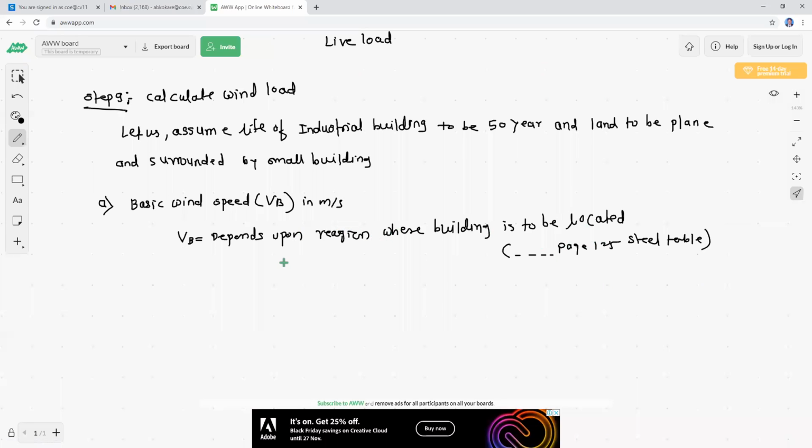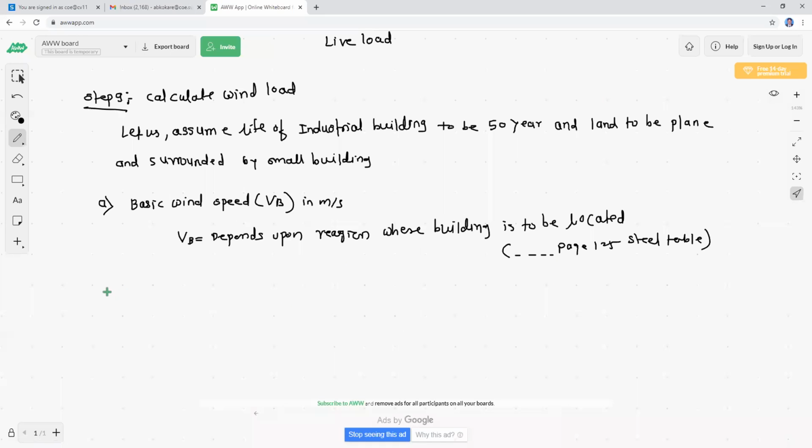In whichever city you are designing this roof truss, the basic wind speed of that city is what we have to take here. So VB is over. Now small b is design wind speed. So design wind speed is nothing but Vz. So how to calculate Vz? Vz is equal to K1 into K2 into K3 into VB. VB we have taken from here.